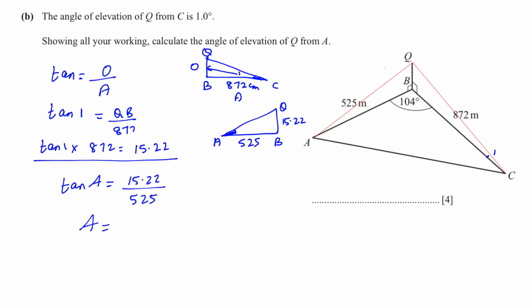When you want to find the angle and you move the tan to the other side, it will be tan inverse. Tan inverse 15.22 over 525 will give us 1.66. You can leave it like that or round it to one decimal, 1.7 degrees.